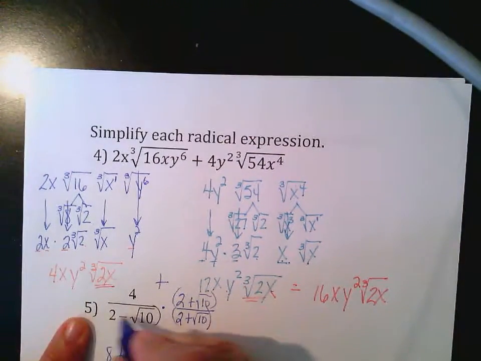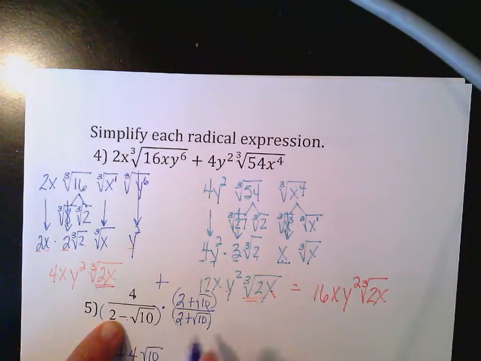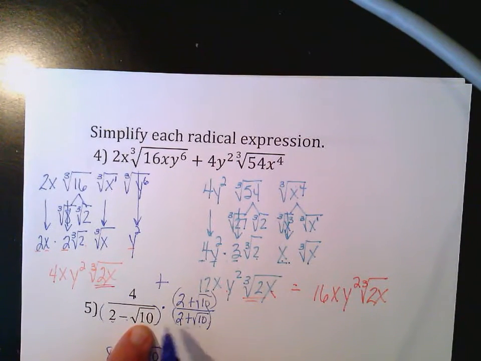Down here, I'm going to FOIL these. 2 times 2 is 4. 2 times the square root of 10 is positive 2 square roots of 10. 2 times negative square root of 10 is negative 2 square roots of 10. And then the last one, I have a negative times a positive is a negative. And then under the radical, since these are both under the radical, I can multiply those together. 10 times 10 is 100.